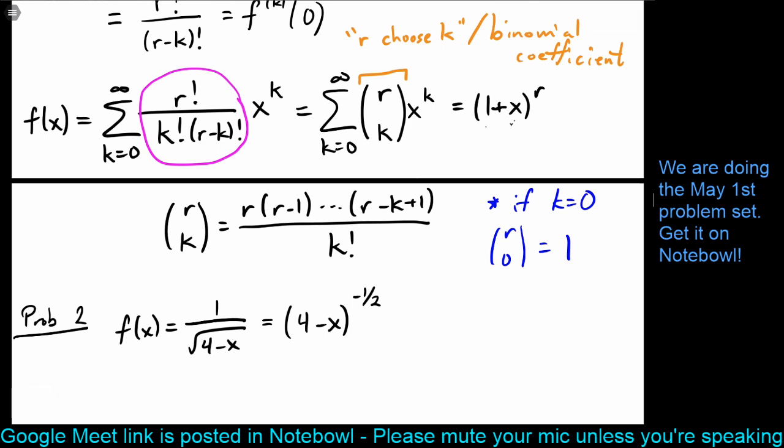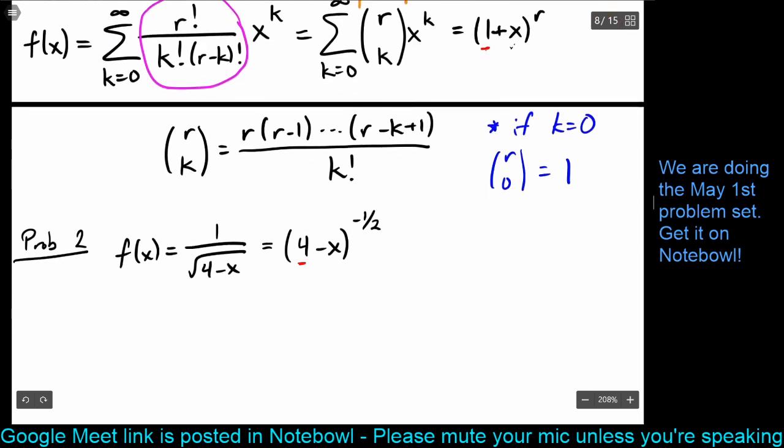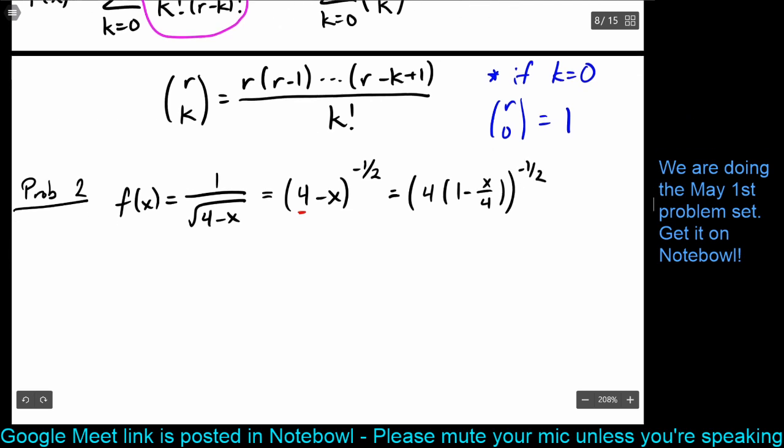So just like with the geometric series stuff we did, the most important thing is that 1 right there. So we need to make a 1 show up here. So we're going to do a similar trick to what we did for geometric series. If we factor a 4 out of these two terms, we get 1 minus x over 4 to the minus 1/2. And so this is, we factor that 4 out of there, so 4 to the minus 1/2.